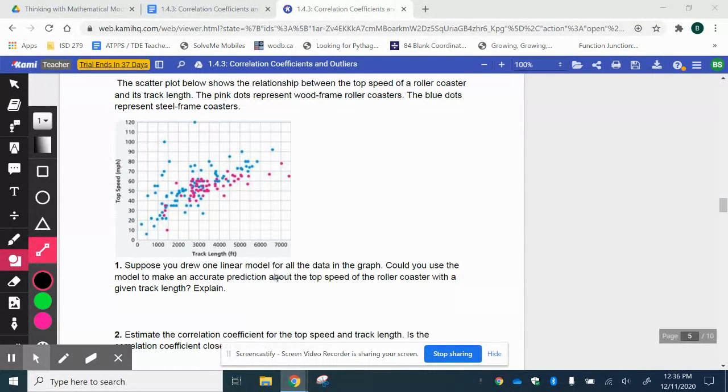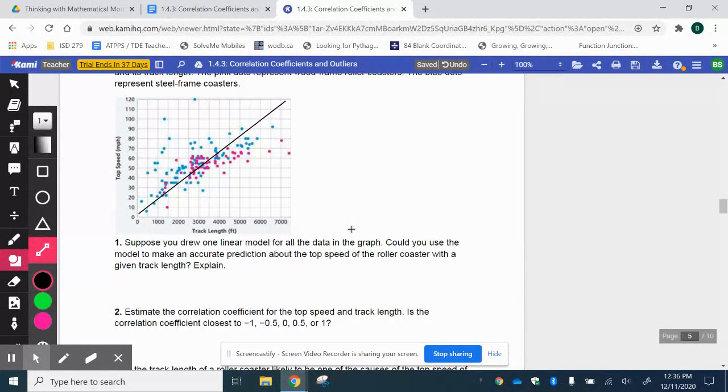Suppose you drew one linear model for the data in the graph. Could you use this model to make an accurate prediction about the top speed of a roller coaster with a given track length? So again, I'm going to draw a line through my data points. And mine will look something like this here. Do you think you can make an accurate prediction about the top speed based on that line?